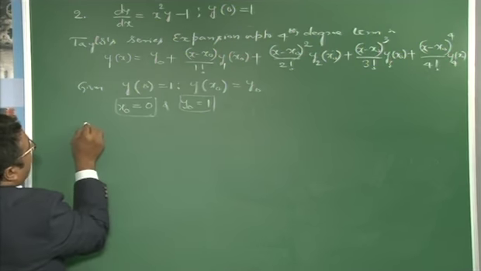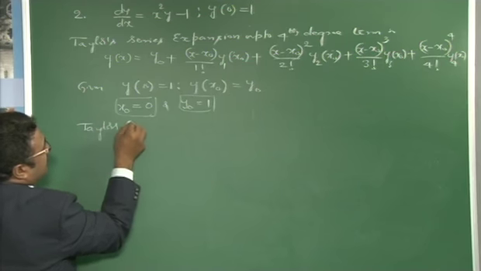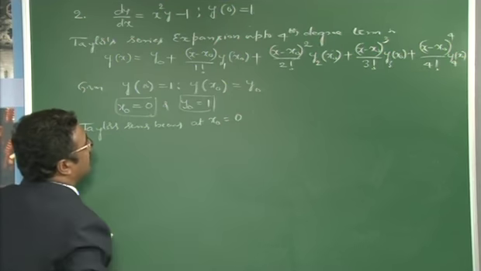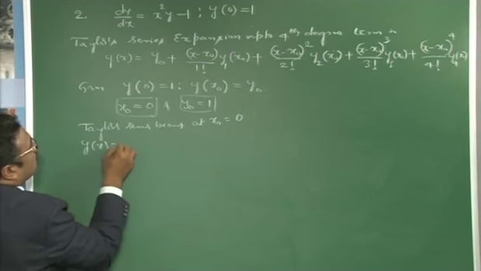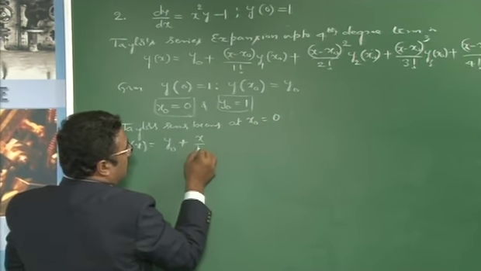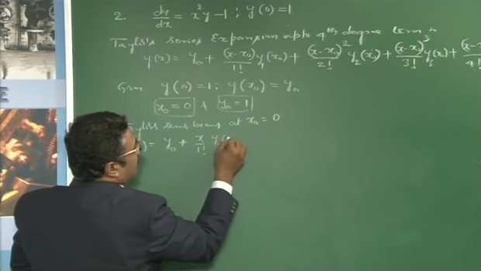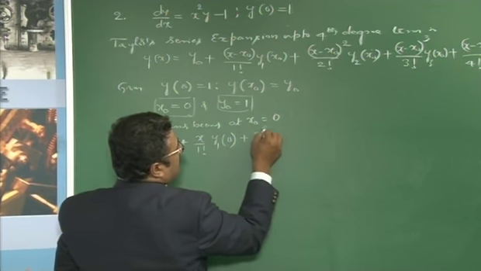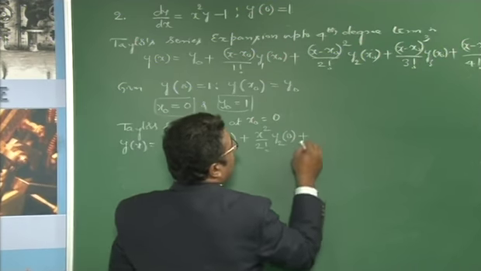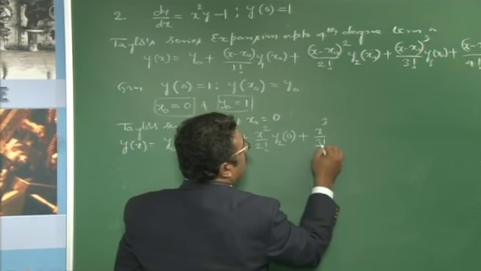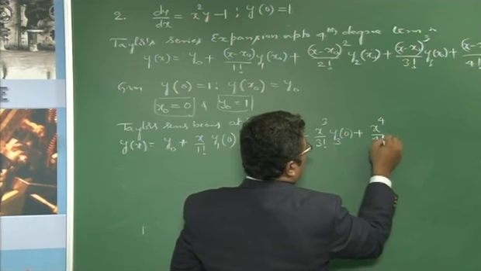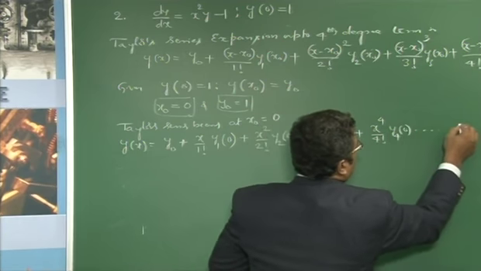Then after that your Taylor series at the point x naught equal to 0 becomes y of x equal to y naught plus, in place of x naught you put 0, x by 1 factorial y1 of 0 plus x square by 2 factorial y2 of 0 plus x power 3 by 3 factorial y3 of 0 plus x power 4 by 4 factorial y4 of 0. Now call this equation number star.